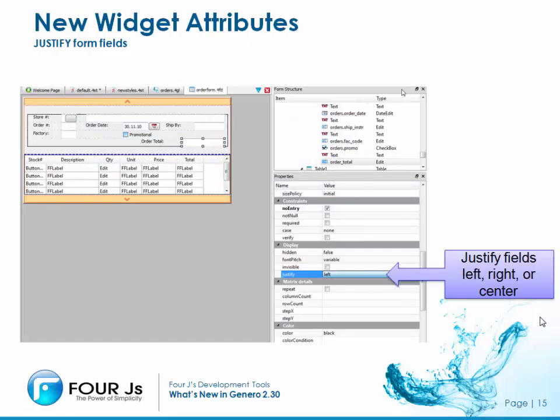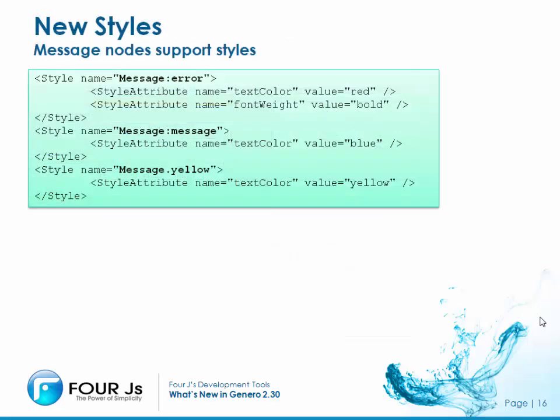All form fields now have a Justify attribute that can be set to left, right, or center. There are also some new styles. One important new style is that your message nodes support style.